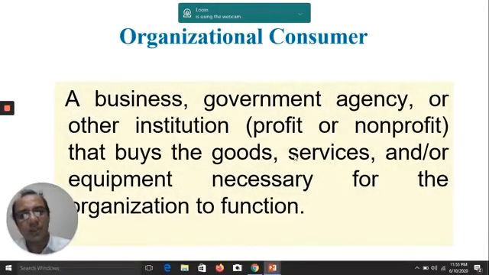On the other hand, organizational consumers are the individuals or firms. And these firms can be governmental firms or non-governmental firms. If these individuals or firms buy goods and services or equipment which are needed to facilitate the operations of the business, so these consumers belong to organizational customer. I repeat, organizational consumers are the firms or individuals or institutions which buy goods and services to facilitate the operations of their business. So they are organizational customers.